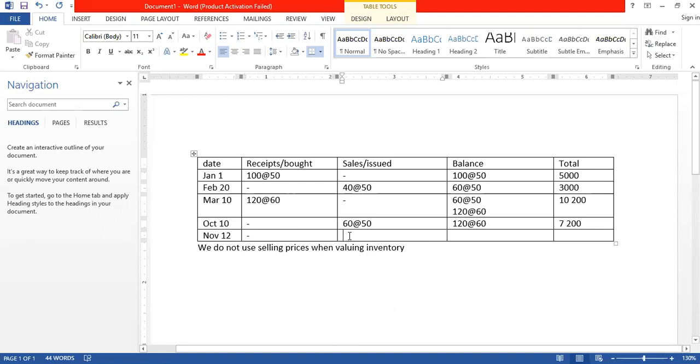We sold 20 units. Meaning that this is the only balance that we currently have. In October, we only had a balance of 120. So basically the 20 will come from this balance, because that's the only balance that we have in stock. So you have 20 at the price of $60.